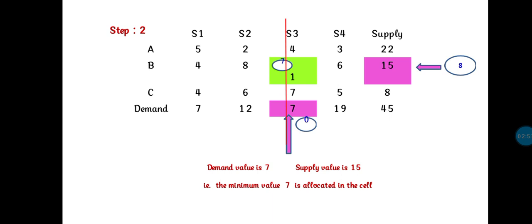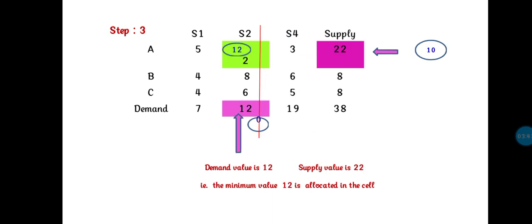Once we allocate the demand value in the cell B, S3, we subtract the value from the demand and also the supply. Now after subtracting this value, we get the demand value as 0 and the supply value as 8. Where we get 0, that row or column should be crossed out. Here we get the demand value as 0. So we are going to cross out the S3 column. Likewise, we have to apply the procedure until the demand and supply values are exhausted.